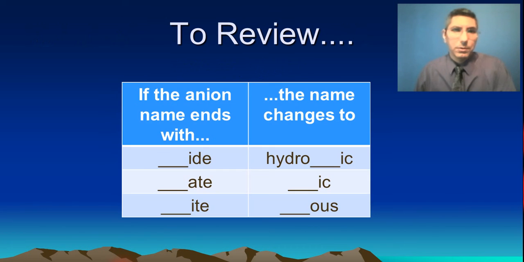So in review, this is how we name acids. If the anion has a name that ends with "ide," then we put "ic" on the end and we put hydro on the front of it. If it ends with "ate," we change that ending "ate" to "ic." And if it ends with "ite," we change the ending to "us," O-U-S.